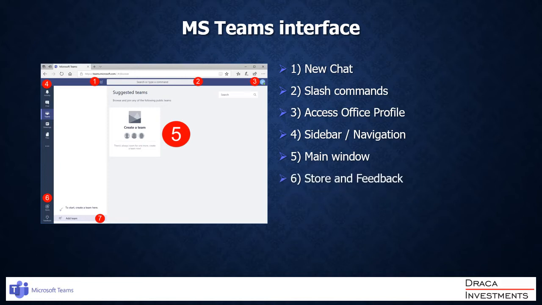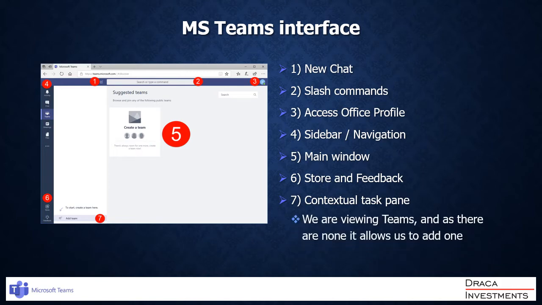At the bottom left, where number 6 is, we have access to the Microsoft Store and to feedback. Next to that is the contextual task pane. It will change depending on where we are on the sidebar.